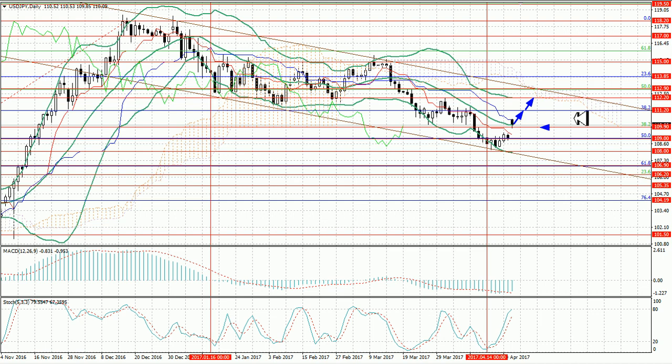In case of the breakdown of the level of 109.90, the lowering can develop to the levels of 109.00, 108 and 106.90. The technical picture doesn't exclude the growth. MACD is decreasing in the negative zone, Stochastic is pointed upwards.